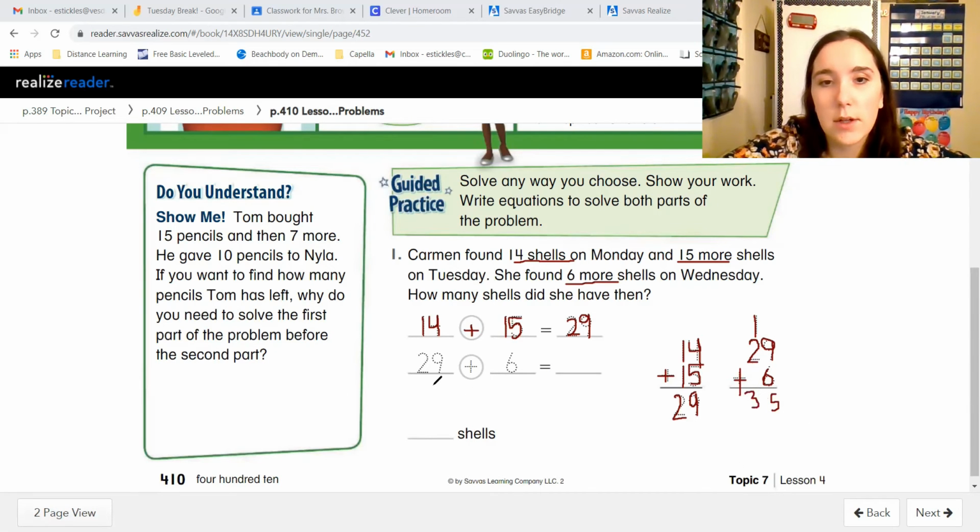So my total was 35, but first I'm going to write out my equation for my total here. So 29 from Monday and Tuesday plus the 6 from Wednesday, and we got a total of 35.